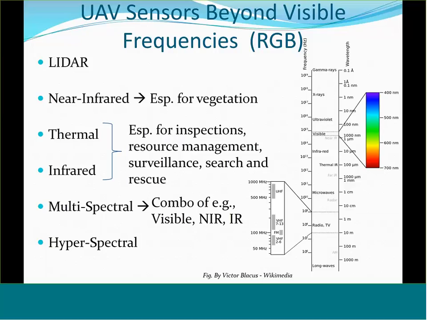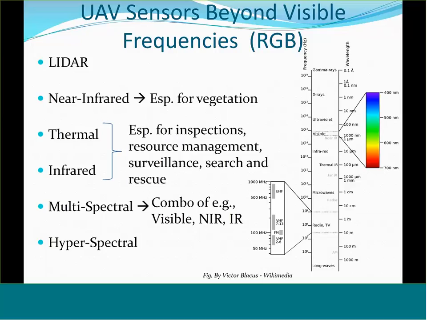longer wavelengths, a little bit longer, electromagnetic waves that can help you detect body heat, essentially. It can be used for inspections, for resource management, for surveillance, search and rescue. And so this is actually very valuable to us. Alternatively, you could also use a thermal camera for something like that.